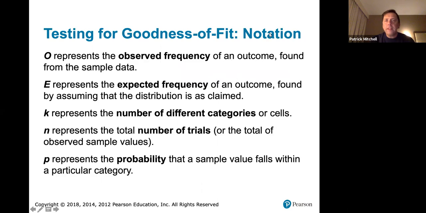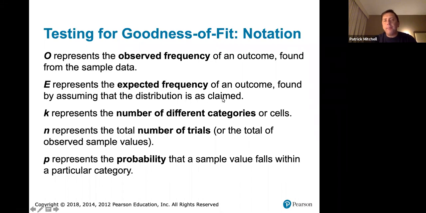So the notation that we'll be using in this section: O will stand for the observed frequency of an outcome found from the sample data. E will represent the expected frequency of an outcome found by assuming that the distribution is as claimed.